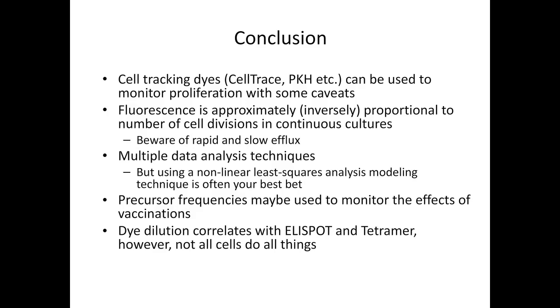Multiple data analysis techniques exist. I showed you where we just looked at the proliferative fraction, but we can really do some modeling using a least squares analysis. I showed you some data looking at precursor frequencies and how these can be used to monitor the effects of vaccinations. And the last point here, I actually didn't show you any data, but we've certainly done quite a bit of work with it, showing that by looking at these precursor frequencies and the proliferation index, we can use these as surrogates for spot assays and tetramer assays, combine it with a multicolor approach, and look at differences between those responses. They basically correlate very well, although what we find is not every cell that stains with a tetramer also then goes on to proliferate. So with that, I thank you very much and turn it back to you, Patrick.